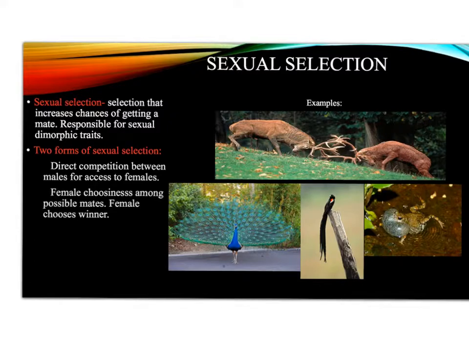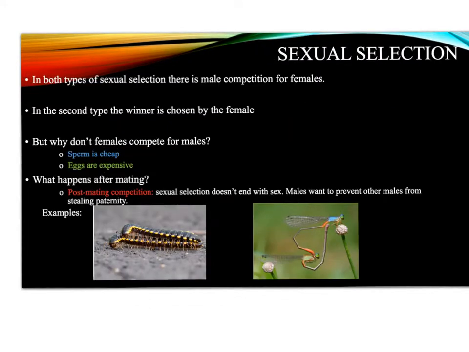Not all traits are attractive to females. Female choice is what drives the evolution of many sexual dimorphisms. The traits that attract females, such as bright colors, long tails, and loud calls, are selected for. In both types of sexual selection, there is male competition for females. In the second type, the winner is chosen by the female. But why don't females compete for males? Because sperm is cheap and eggs are expensive.